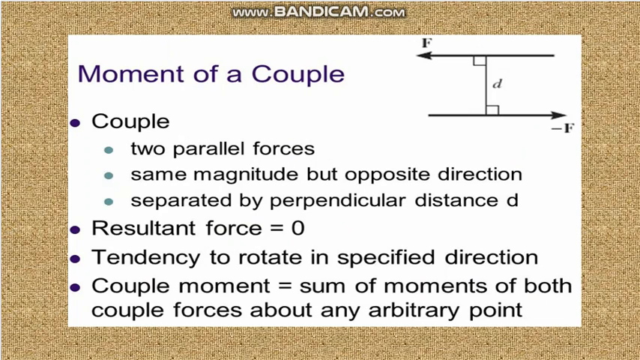It has a tendency to rotate in a specified direction. Couple moment is equal to the sum of moments of both couple forces about any arbitrary point, means at any random point of your choice.